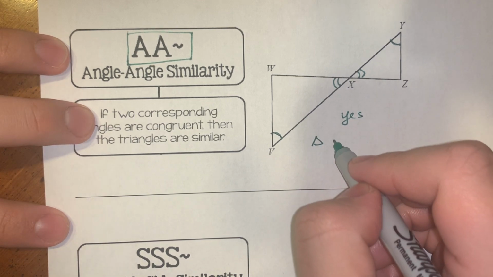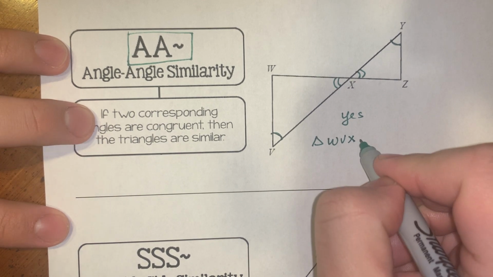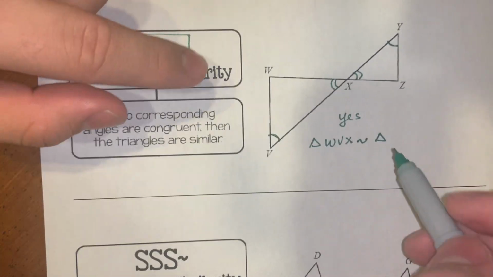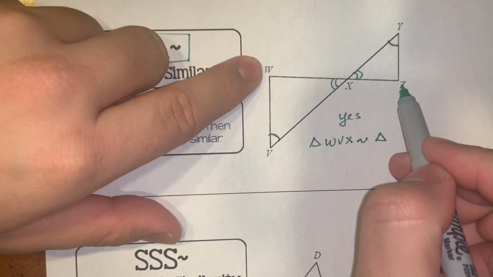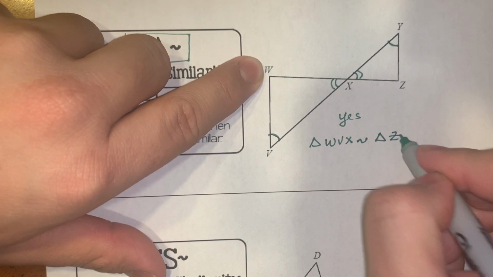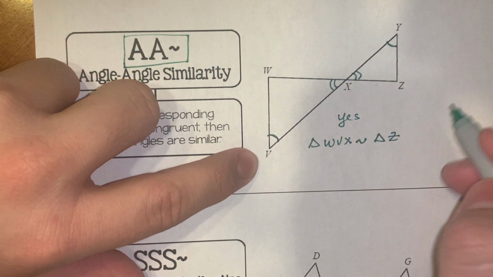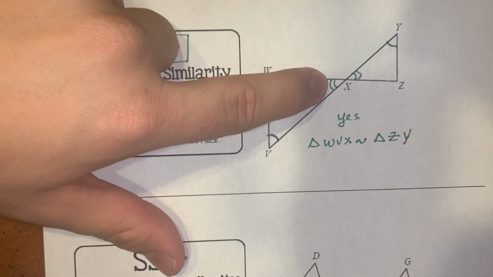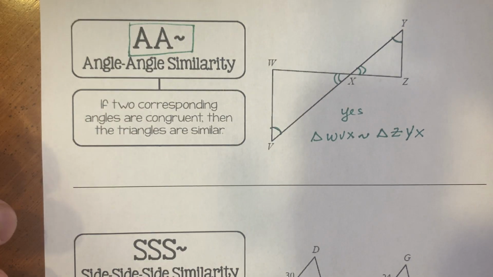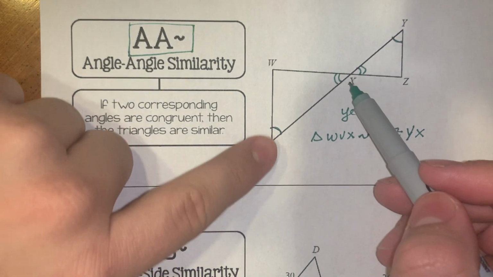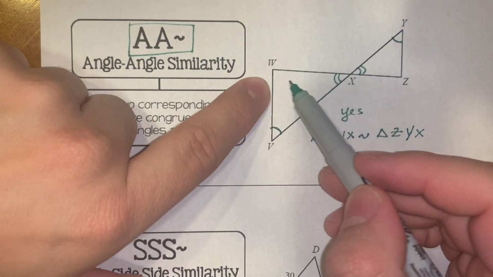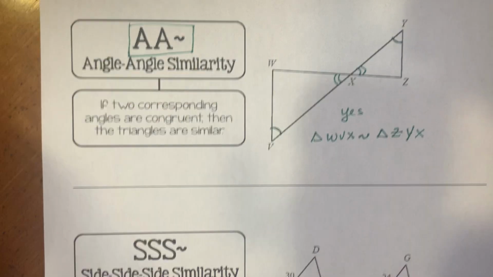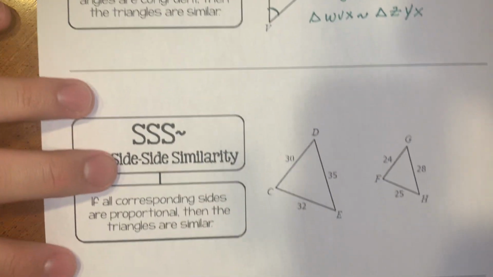Yes, triangle WVX is similar to triangle. And then we got to make sure we do the corresponding. So obviously, if those two are the same, then W corresponds with Z, V corresponds with Y, and X corresponds with X. X is just X, okay? And the reason for that is because if you know these two angles, then you'll know the third angle. And wouldn't this third angle still be the same as that third angle? So then you have similar triangles, all right?